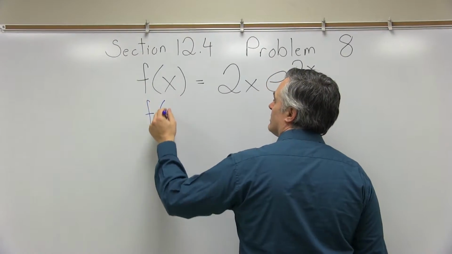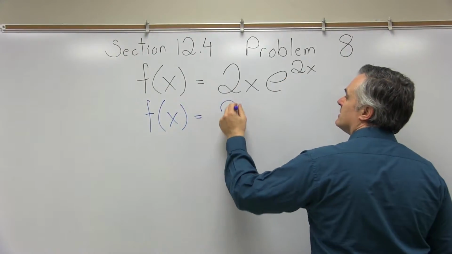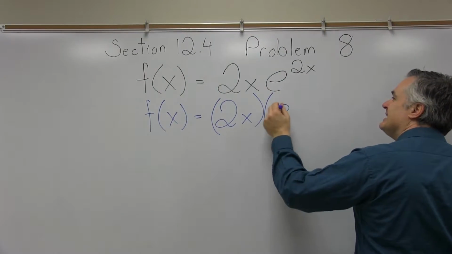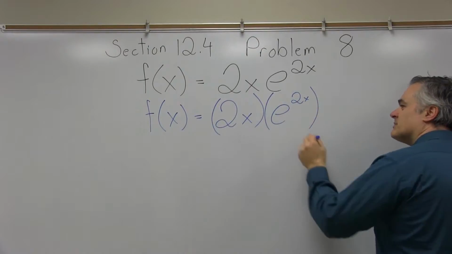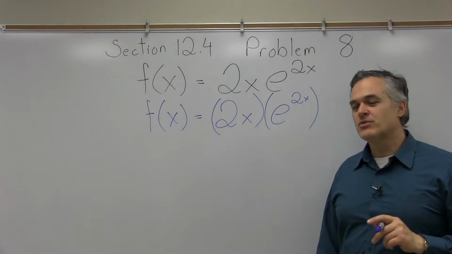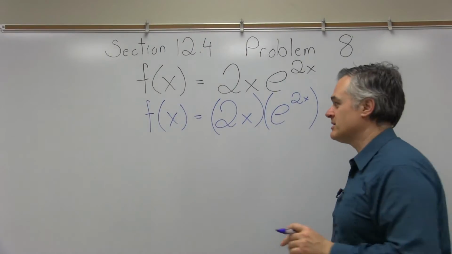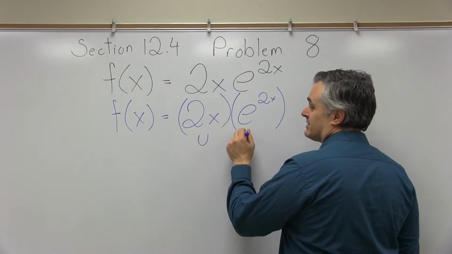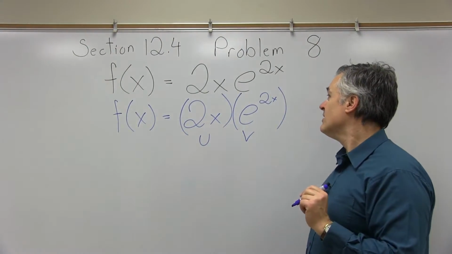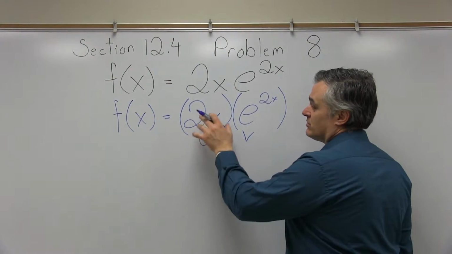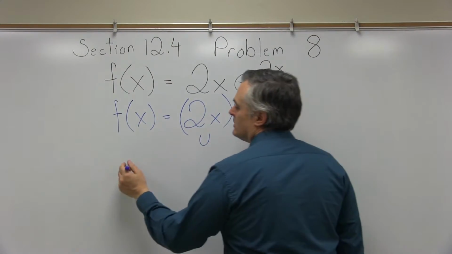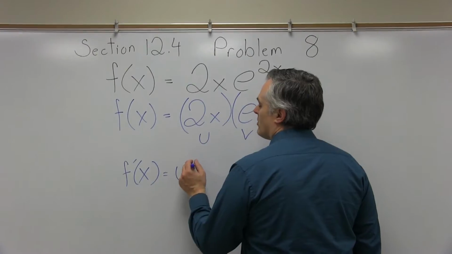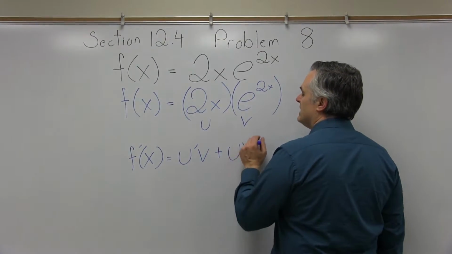So our function f of x equals (2x) times (e to the 2x power). You don't need the parentheses, but it more clearly shows you what the different parts of the product are. So the first part of the product is the 2x, and the second part of the product is the e to the 2x. So the 2x is the u, the e to the 2x is the v. So as I do the derivative, f prime of x is u prime v plus uv prime.